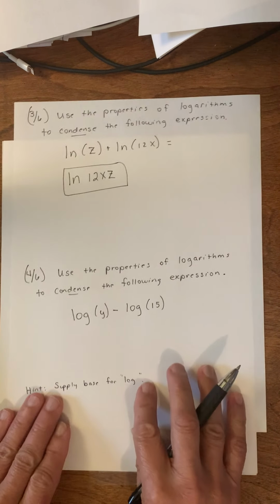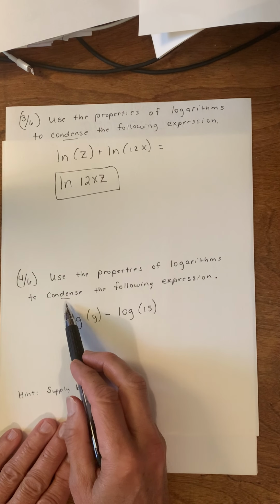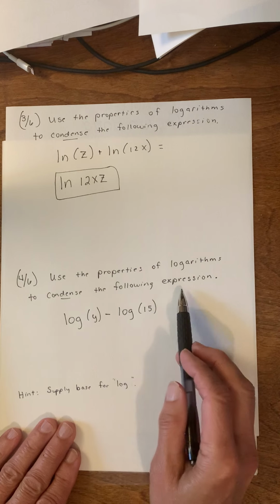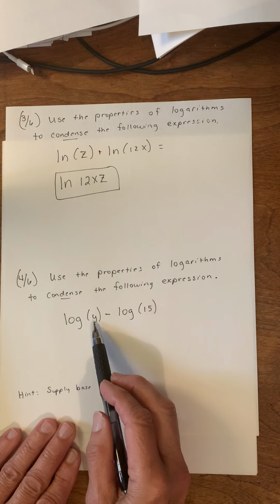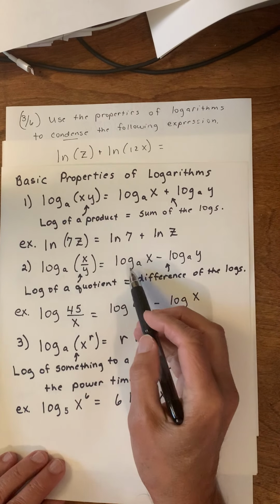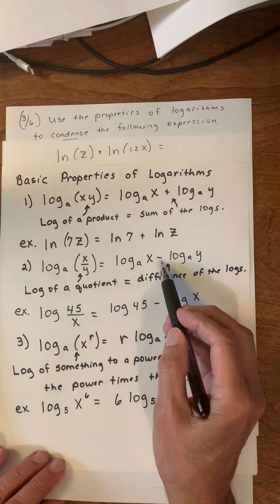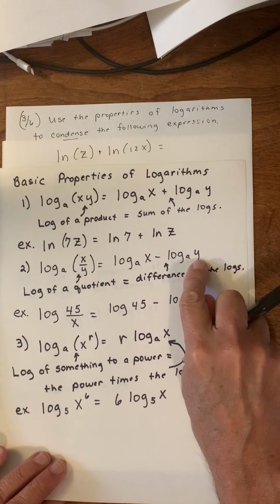All right, number 4. Use the properties of logarithms to, again, condense the following expression. That means you're going from right to left. Check it out. Log of something minus log of something. Log of something minus log of something. That's the same as the log of the quotient. This over that.